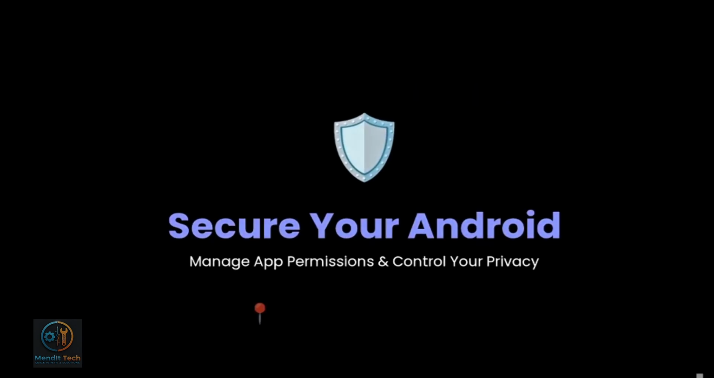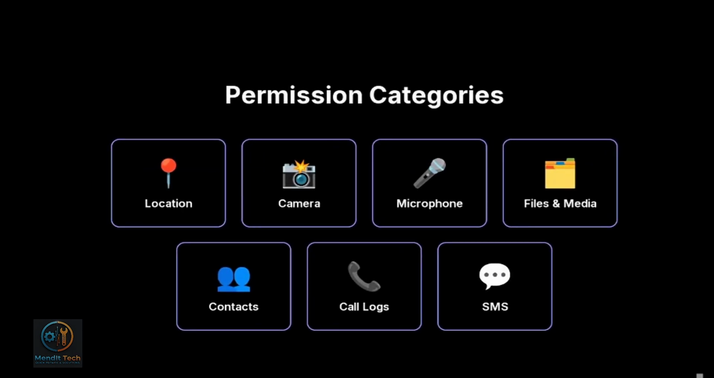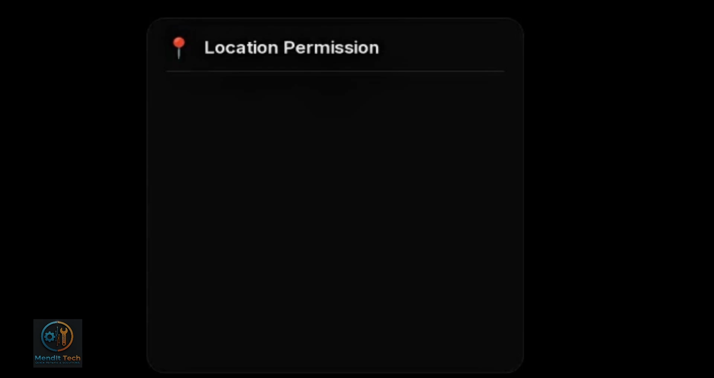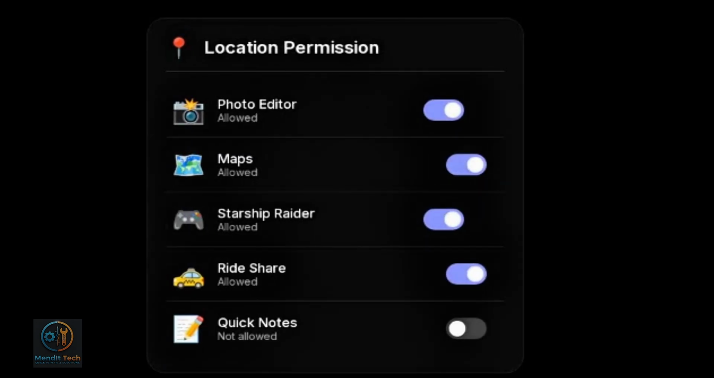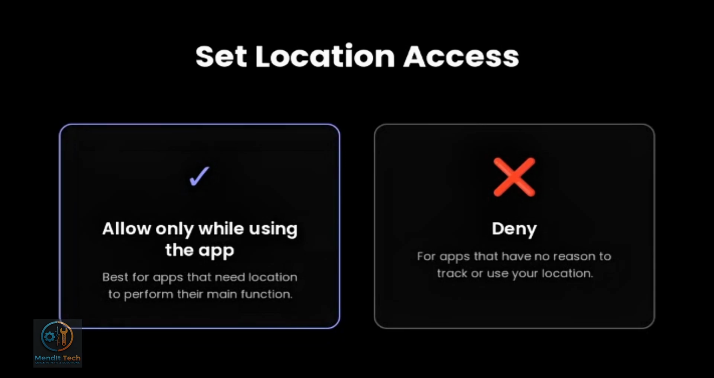Step 1. Check and remove dangerous permissions. Go to Settings, Privacy, Permission Manager. Here you'll see all the sensitive categories: location, camera, microphone, files and media, contacts, call logs, SMS. Now let's review each one carefully. 1. Location permission. Go to Location. See all apps with this permission. Turn off access for apps that don't need your location, like photo editors, games, or file managers. Set it to Allow only while using the app, or Deny.